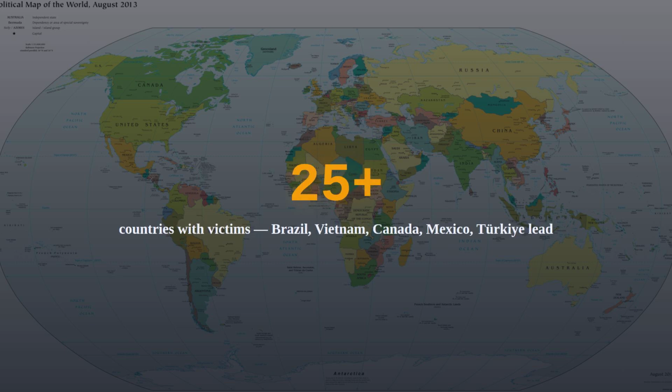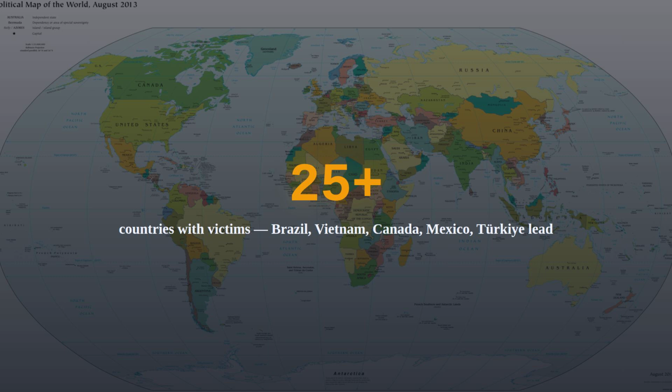The scale is real. Hundreds of victims. More than 25 countries. The biggest shares, Brazil, Vietnam, Canada, Mexico, and Turkey. And OkoBot was still active as of the July 15 report. Here's the uncomfortable truth. There's no wallet CVE here. No vendor patch closes this route. The attack lands on the endpoint, not the device. Your hardware wallet did its job. The software around it didn't.